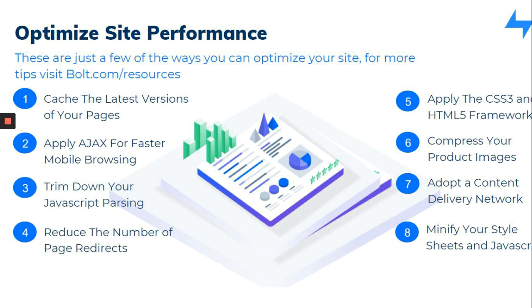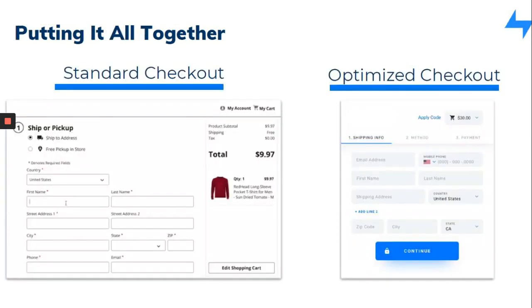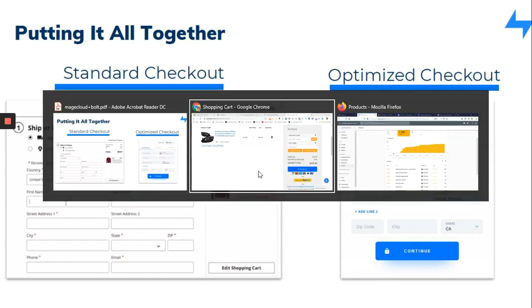Again, all of that we already discussed: minify JavaScript, CSS, use smart bundling, compress images, use a CDN, etc. Once again, with Bolt, it's already up to date, and you don't really have to worry about that. Bolt solves all of that as a one-time thing, right? So you can see the standard Magento checkout versus the optimized Bolt checkout. It's a huge difference.